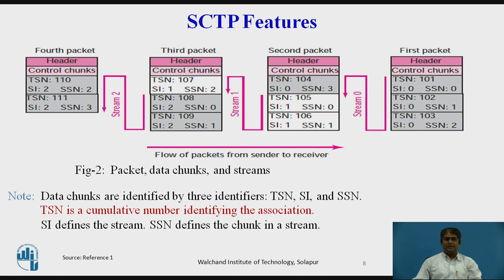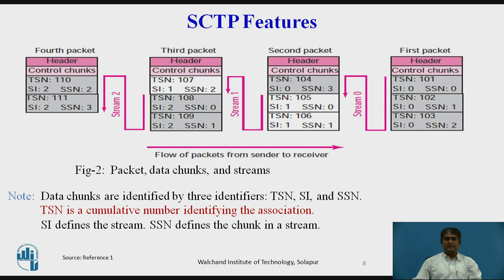Here note that each data chunk needs three identifiers, TSN, SI and SSN, as shown in the diagram. TSN is a cumulative number and is used for flow control and error control. SI defines the stream to which the chunk belongs. SSN defines the chunk's order in a particular stream. Here in our example, SSN starts from 0 for each stream.